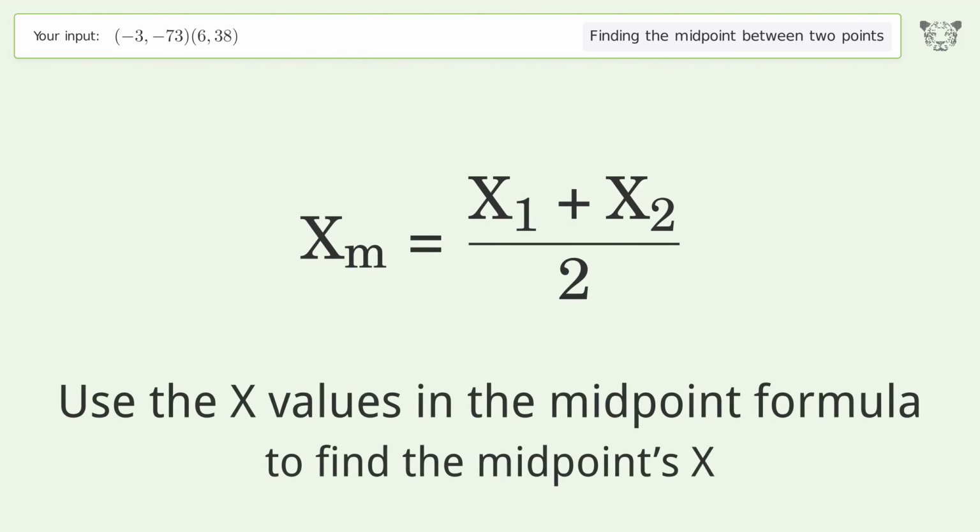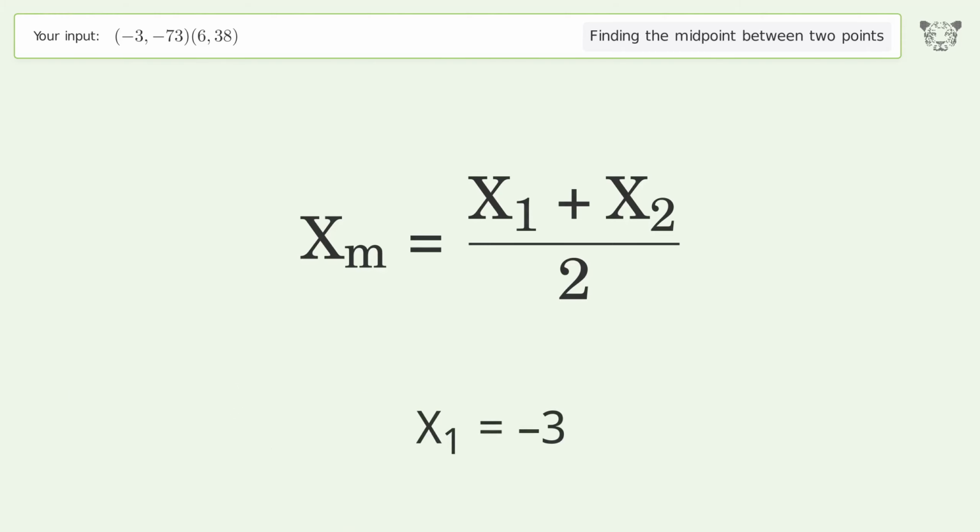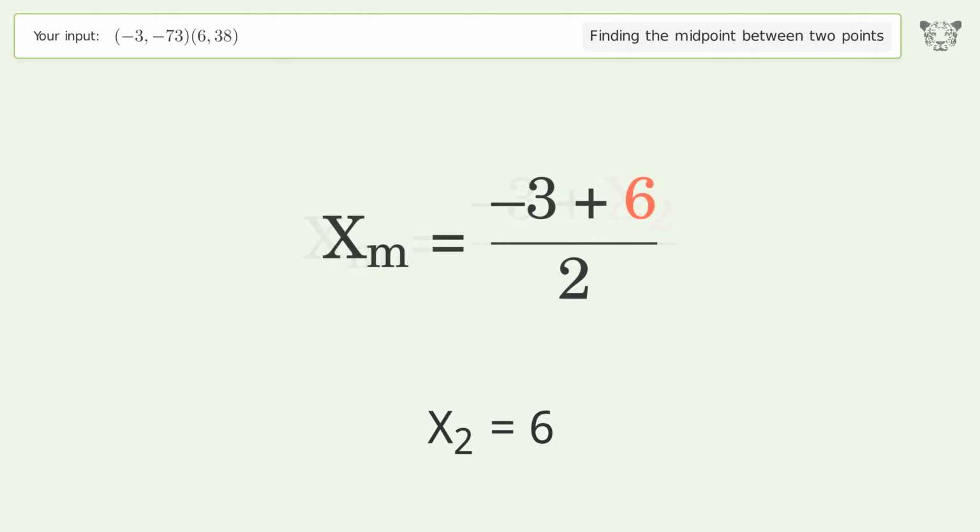Use the x values in the midpoint formula to find the midpoint's x. x1 equals negative 3. x2 equals 6. Simplify the arithmetic.